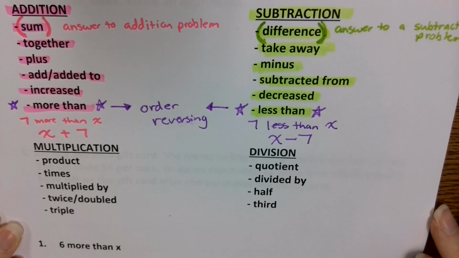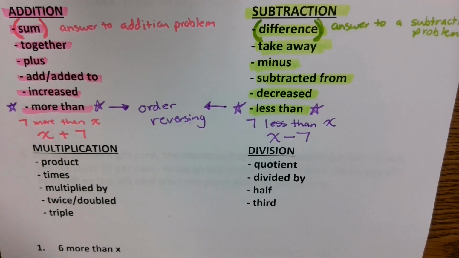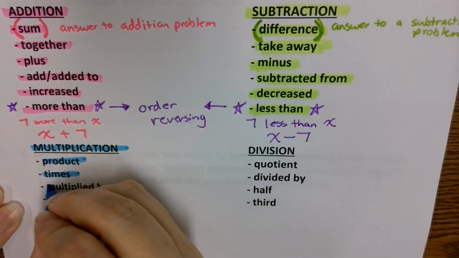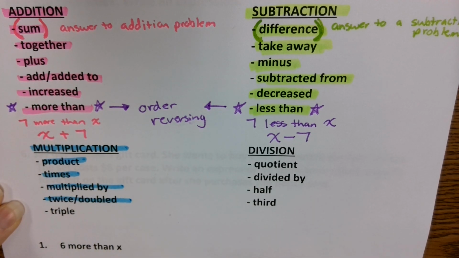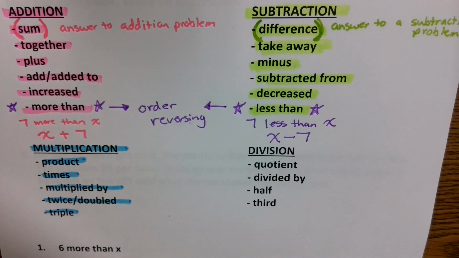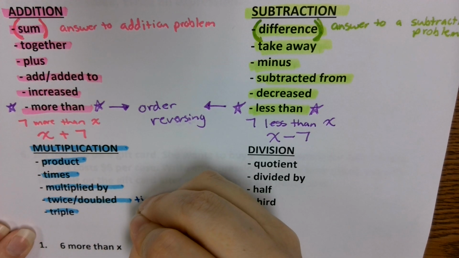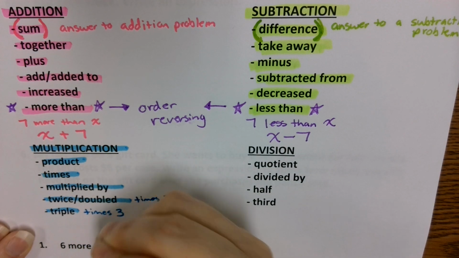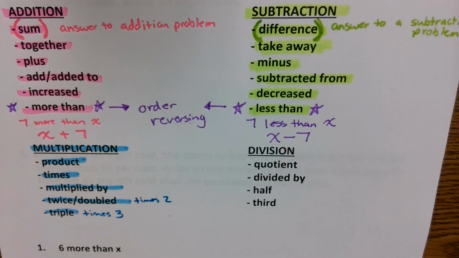All right, then you've got multiplication and your division problems. So for multiplication, keywords are things like the product, times, multiplied by. Twice and doubled means you're multiplying it by 2. Triple means that you're multiplying by 3. So you need to understand those things. These are times 2. This is times 3. We don't have any order reversing words for multiplication, so that makes it kind of easy. Same thing for division. We don't have any order reversing words for division either.